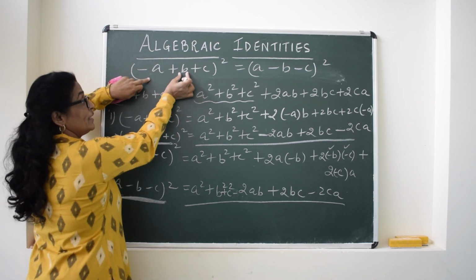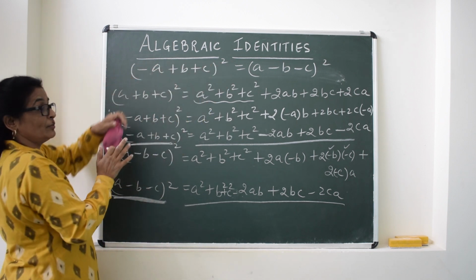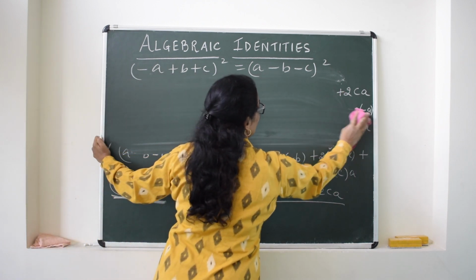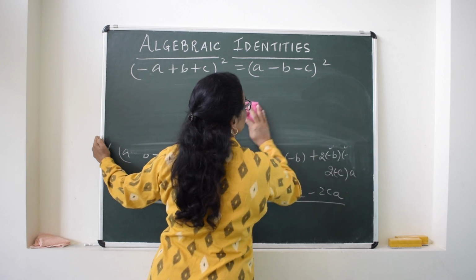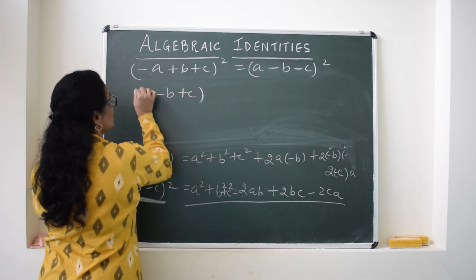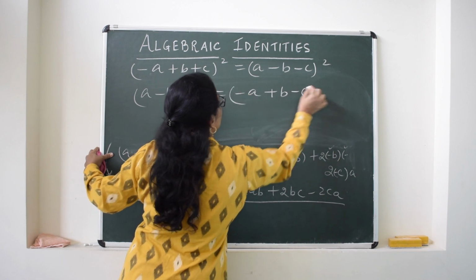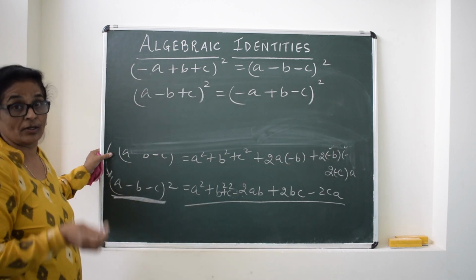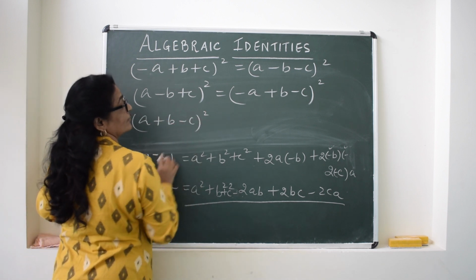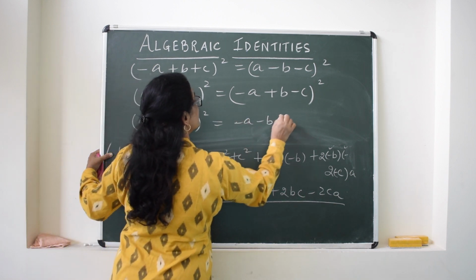Means if only b is negative, or a and c are negative, the expansion will be same. So I'll just give you that. The other two types will be a minus b plus c the whole square will be minus a plus b minus c the whole square. Or the third is if a and b are positive and c is negative, or a and b are negative, the expansions will be same.